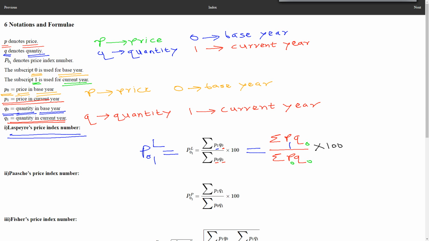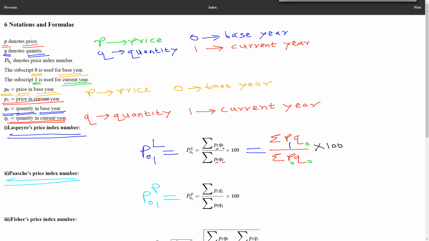Now let us see the purchase price index number. The next price index number is the purchase price index number. It is given by summation P1Q1 upon summation P0Q1 into 100, and it is denoted by the notation P01P. P01 denotes index number and superscript P denotes that it is the purchase price index number.